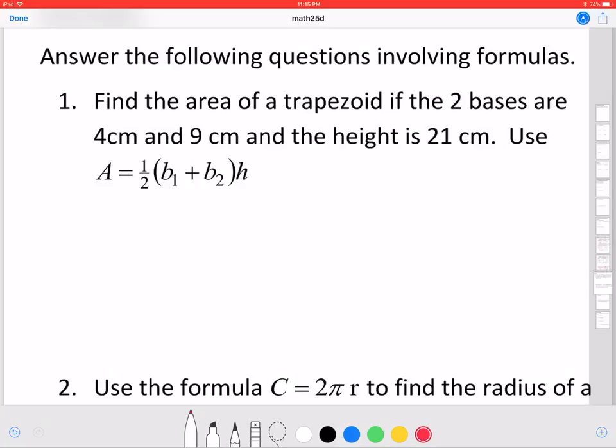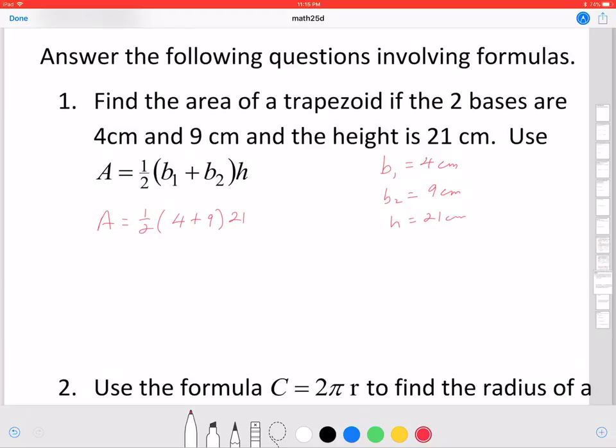So let's go. We are given that the bases are 4 centimeters and 9 centimeters. So B1 and B2 in the formula are the two bases. Call B1 equal to 4 centimeters, B2 equal to 9 centimeters, and the height H is 21 centimeters. All right, and we're just simply going to replace those values. So A is equal to half of 4 plus 9 times 21.